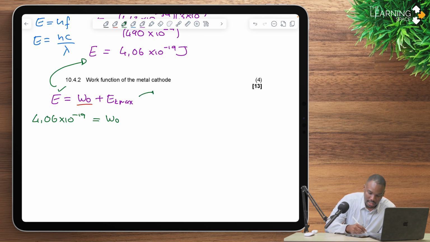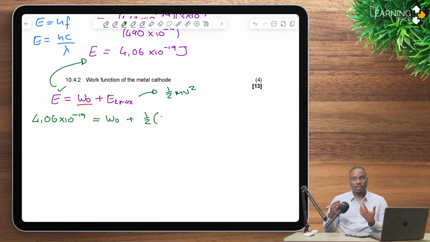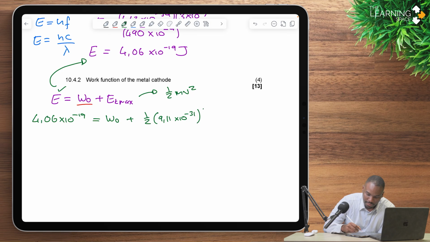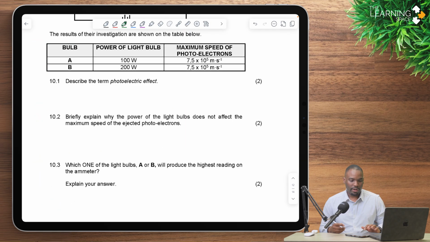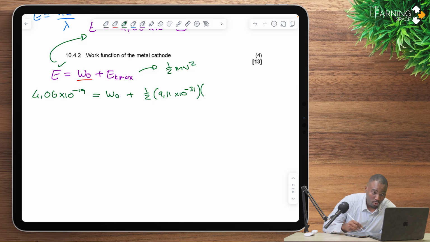Remember, EK is half mv squared. So we need to then add a half. What's the mass of an electron? This is going to be a constant, 9,11 times 10 to the power of negative 31. And then velocity squared. And we were given a velocity of 7.5 times 10 to the power 5. That's super fast. 10 to the power of 5. Don't forget to square it.